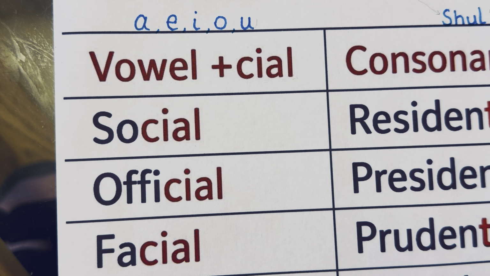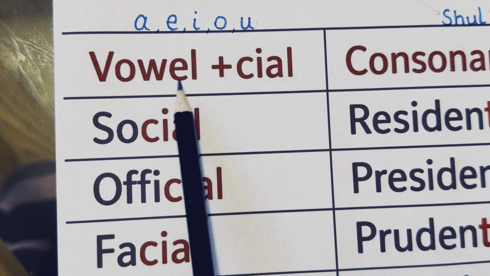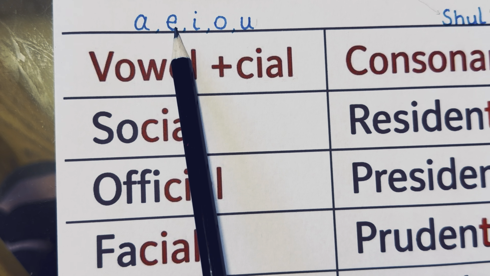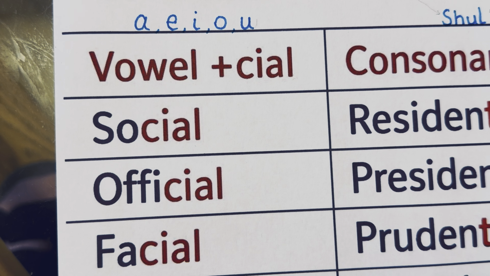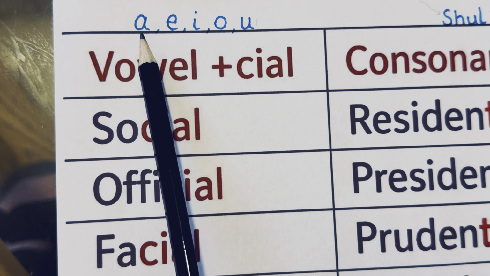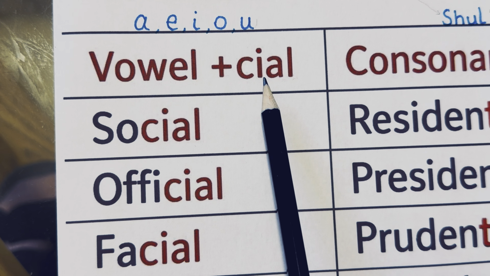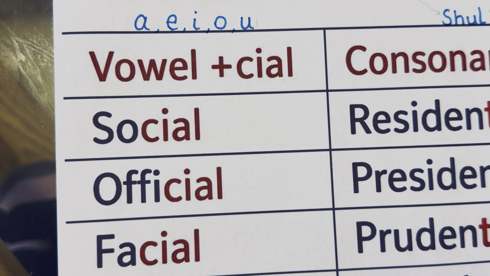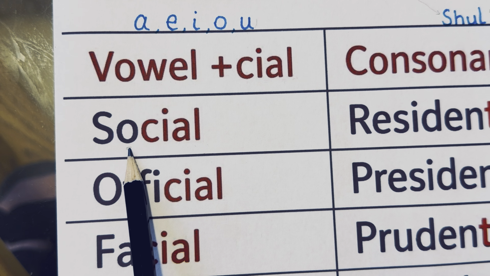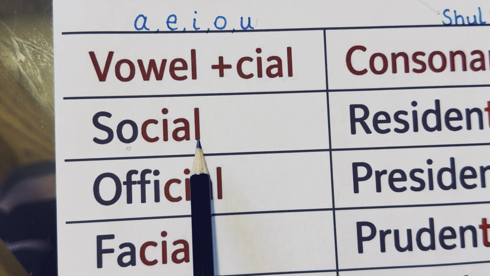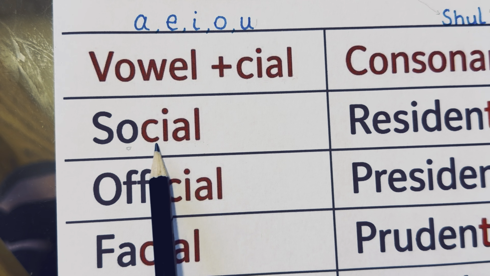Now, listen carefully. If a word ends with vowel, vowel means A, E, I, O, U. These are the vowels. So, if a word ends with any of these vowel plus shall sound, then we will write CIAL at the end of a word. In this word, you can see here we have vowel. So, this is vowel as I told you. So if a word ends with vowel plus shall sound, then we will write CIAL as shall sound.